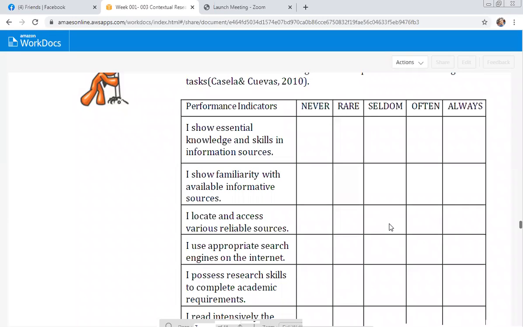Okay. Kapag nawala yung time natin, kapag na-disconnect, magre-reconnect lang or you just have to rejoin. Rejoin lang tayo after nating ma-disconnect. Okay.